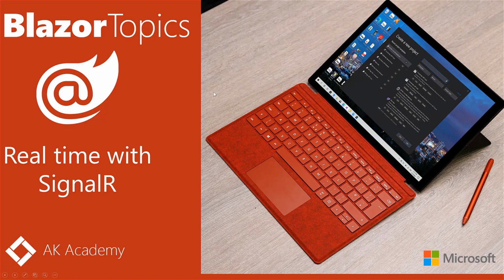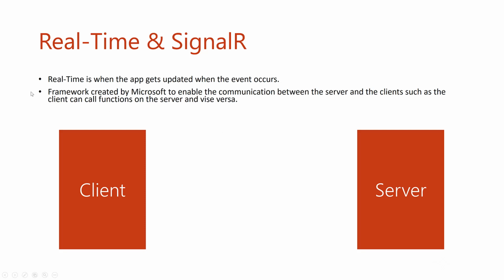Before we get started, let me explain a little bit about real-time and SignalR just to make things more clear. First, I will define real-time very simply. Real-time means the app gets updated exactly when the event occurs. For example, WhatsApp is a real-time chat application. You don't receive a message sent from another user after 10 seconds or 20 seconds or even a minute. You receive it directly, in real time, when that user sends you that message.